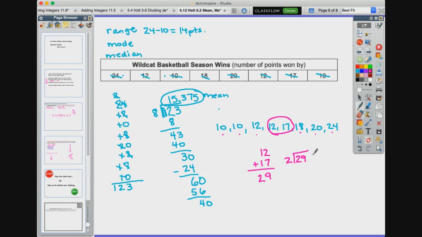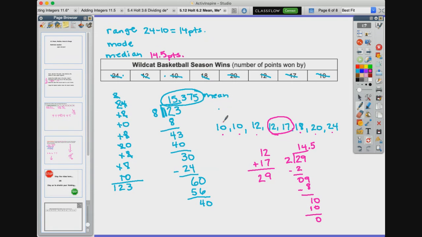12 and 17. So 2 goes into 2 one time, and 2 goes into 9 4 times. 4 times 2 is 8. And plop our decimal in there. 2 goes into 10 5 times, and we're all set. So I'm going to end up with a median, or my middle point, of 14.5 points. Okay, now mode.